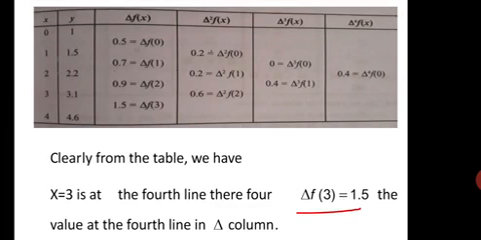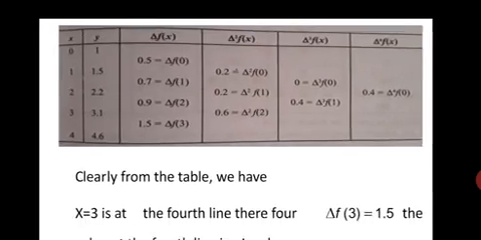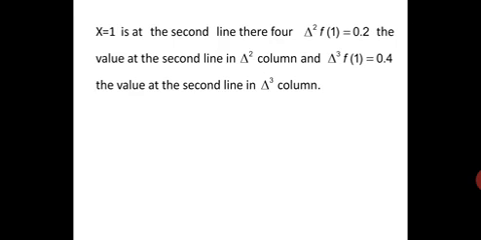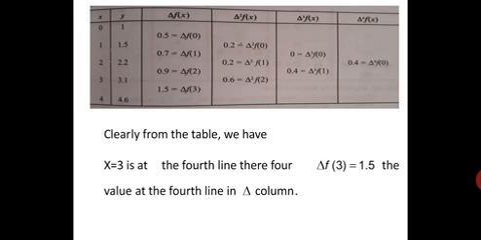Similarly, what do we have to find next? You'll see the question. What are they asking? Delta square and delta cube of f of 1. Delta square means here it is, delta square f of 1. You can see it, the second value: first one 0, second one is 1. Delta square of f of 1, its value is 0.2. We can note down this one.